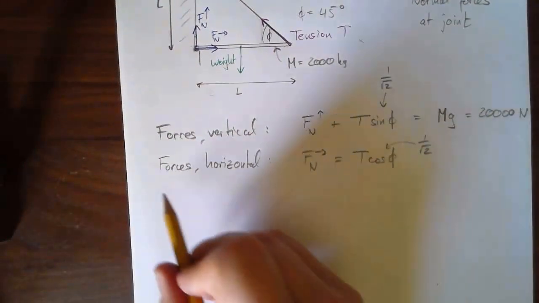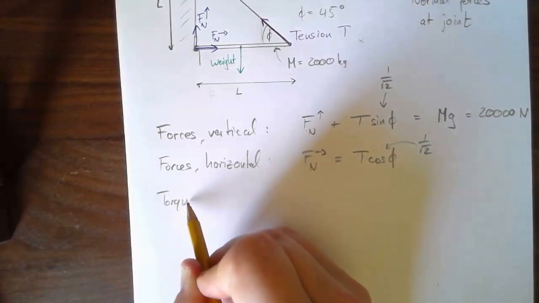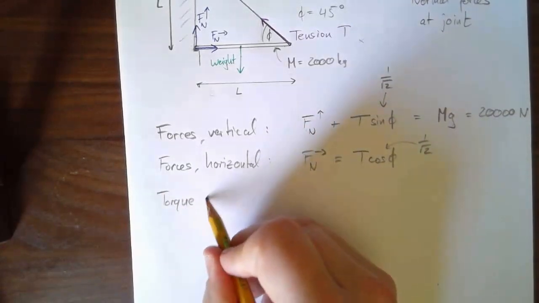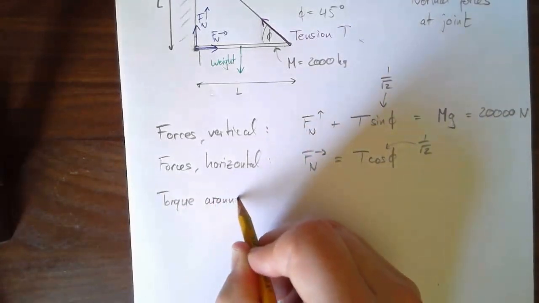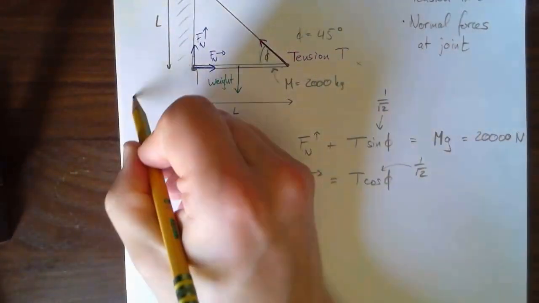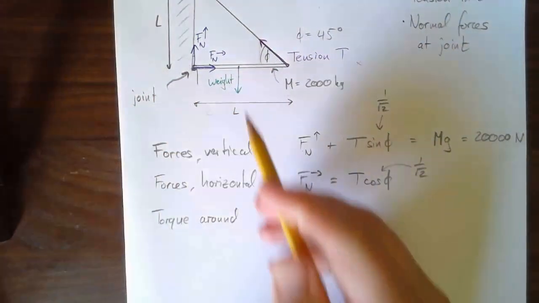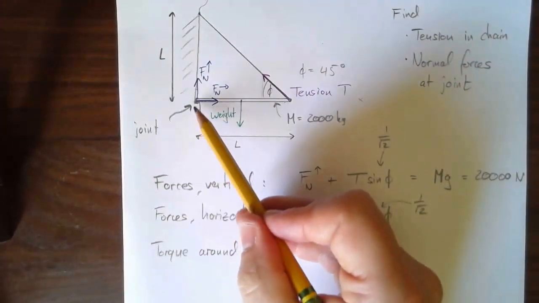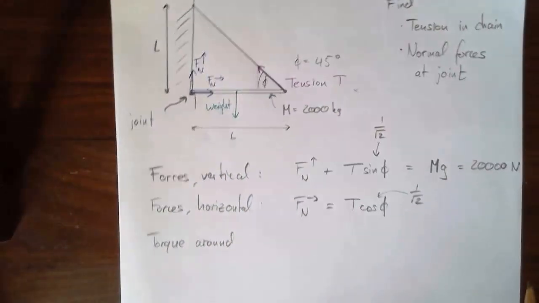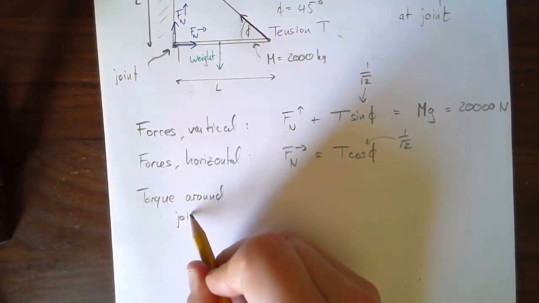So let's set it up. Torque around, what should we call this, around the joint. That's what we called it up here, this point right there. And maybe label this. I don't know enough about actual drawbridge construction to know how this is actually done. It would be interesting to find out. Okay, the torque around the joint.